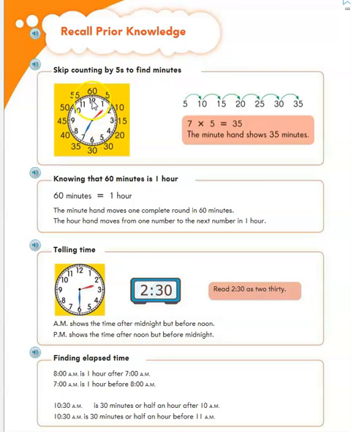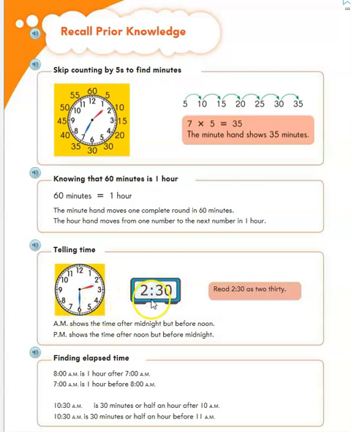Okay, we also know that 1 hour is all the way around the clock with the minute hand one time. So when the minute hand starts here and goes all the way around, that means it has gone a full 60 minutes, which is 1 hour. And then we can see from this clock here, our hour hand, remember that's the short one, it's in between the 2 and the 3, so it's still in the hour of 2. And our minute hand is down here at the 6. We know 6 times 5 is 30, so this time is telling us 2:30.